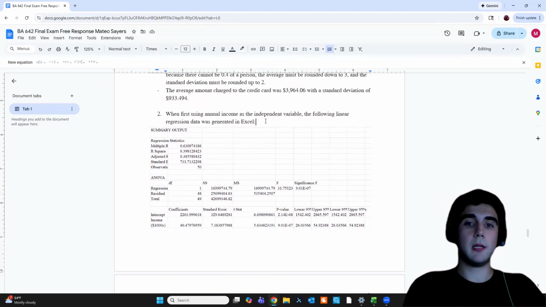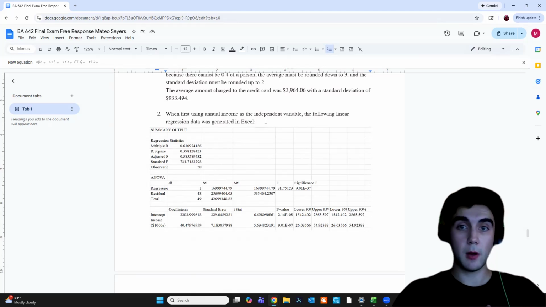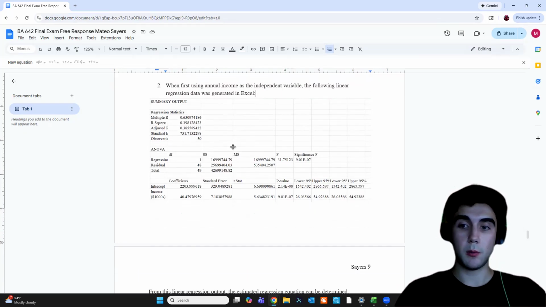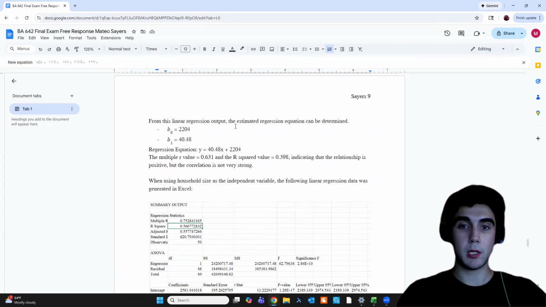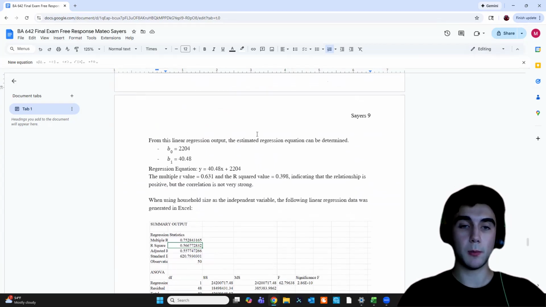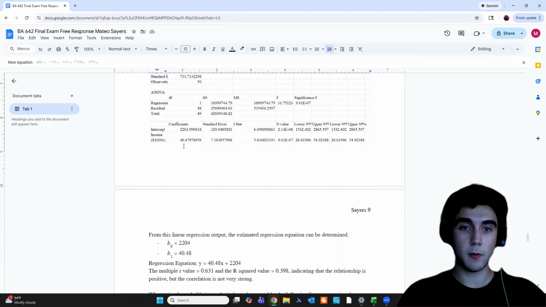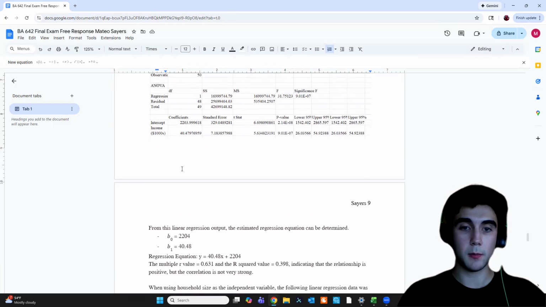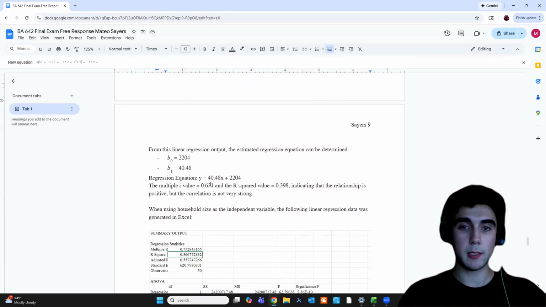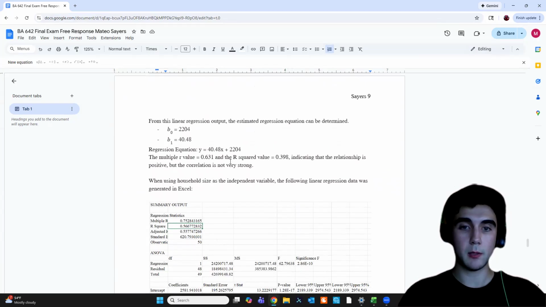So initially, we're going to use the annual income as the independent variable to see how it relates to the dependent variable of amount charged at the credit card annually. So the linear regression was produced in Excel, similar to the previous case. And from this linear regression output, the estimated regression equation can be determined from the intercept coefficient and the annual income coefficient here, which is the intercept and slope. So the regression equation comes out to be 40.48x plus 22.04.